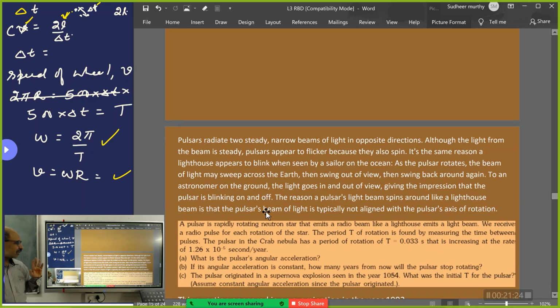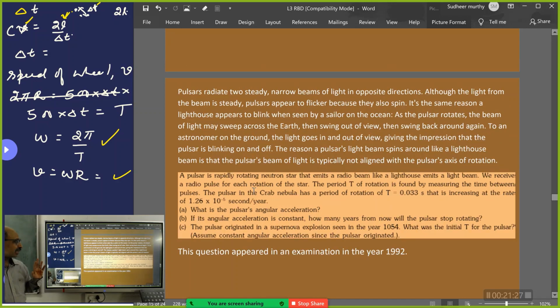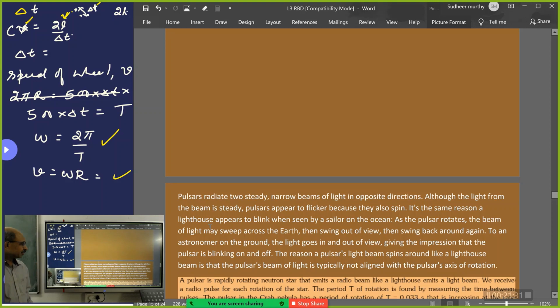Right. Now, this numerical is about a pulsar. So I thought I will tell you briefly about what a pulsar is before I go into the problem. Pulsars radiate two steady narrow beams of light in opposite directions. So this pulsar is a star basically, a star in the sky.